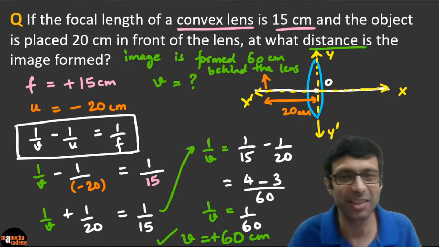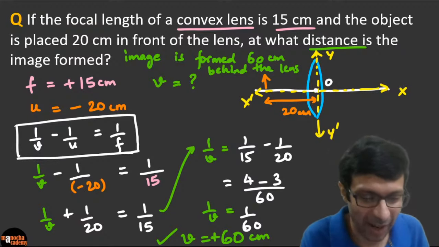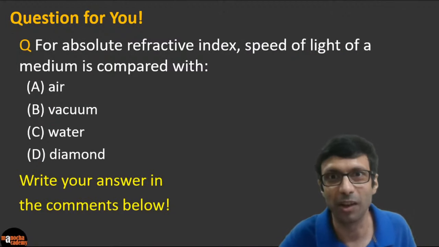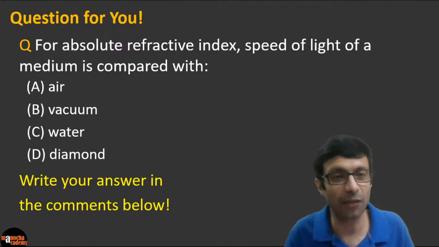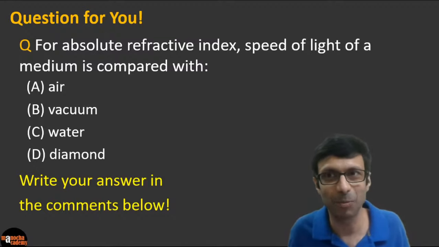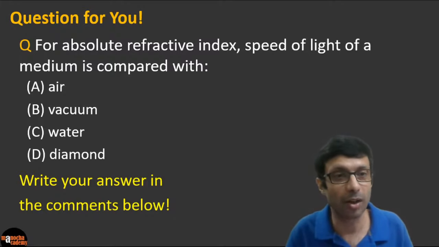So awesome. The answer is 60 centimeters. Excellent, guys. And here's the final question for you, which is going to be a homework question. For absolute refractive index, guys, research: what is this term, absolute refractive index? You might know the speed of light in a medium is compared with air, vacuum, water, or diamond.